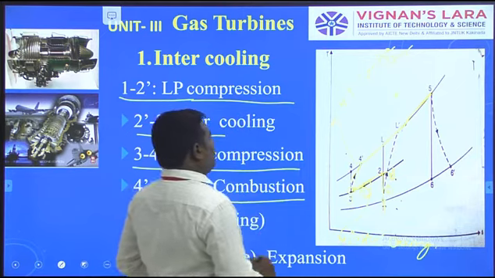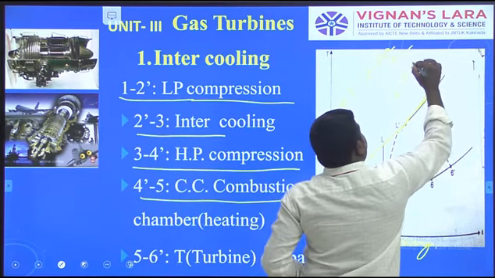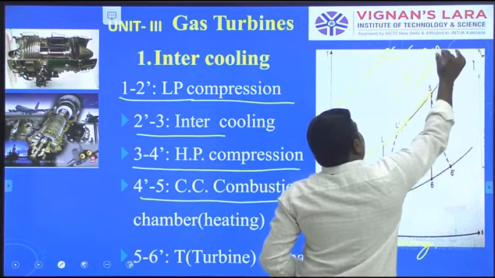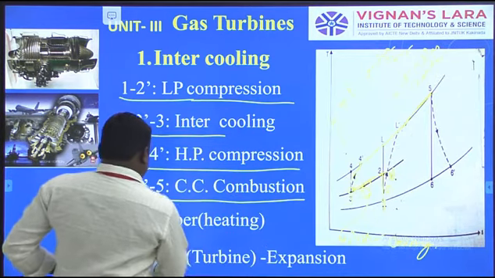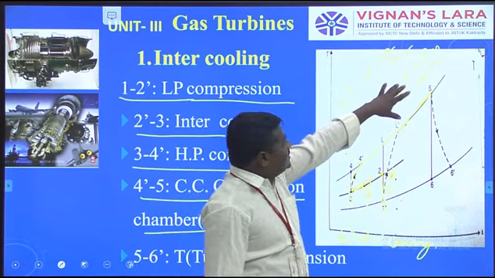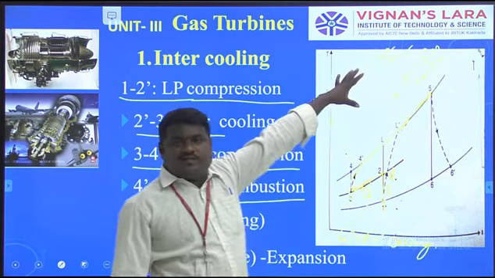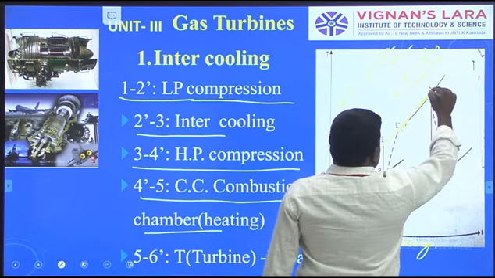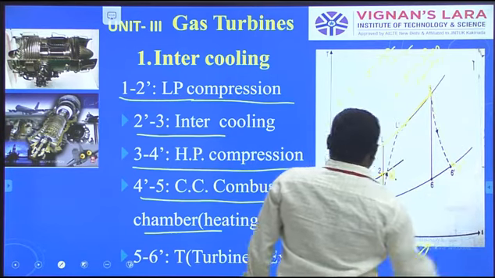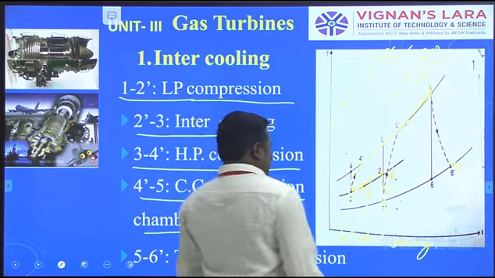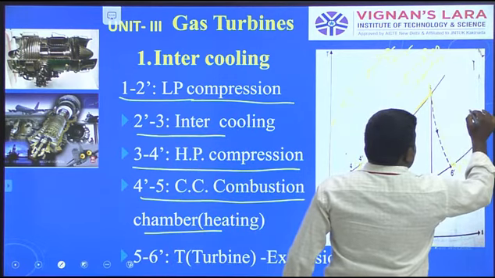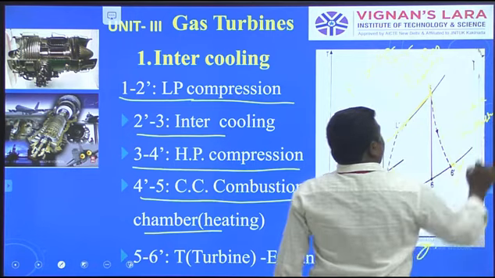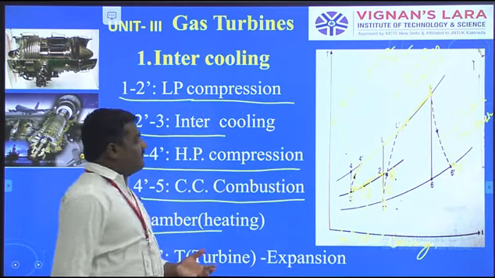In this case is the combustion chamber. In this case, the combustion chamber heats the fuel plus air, and then 5 to 6 is the turbine expansion. Okay, so this is the process of intercooling.